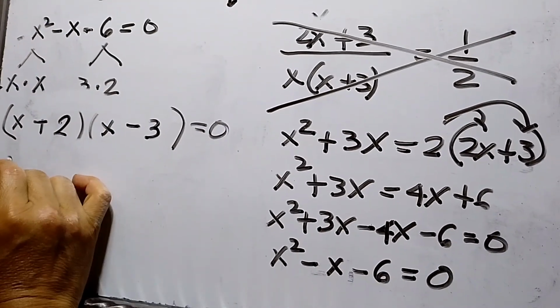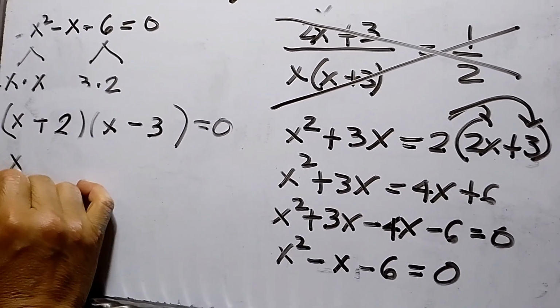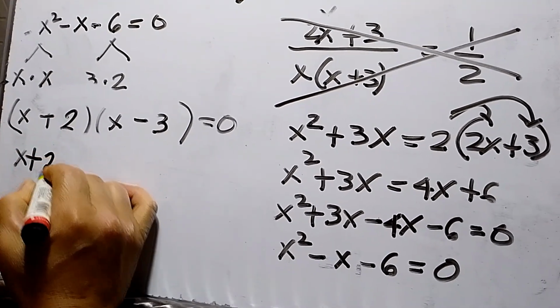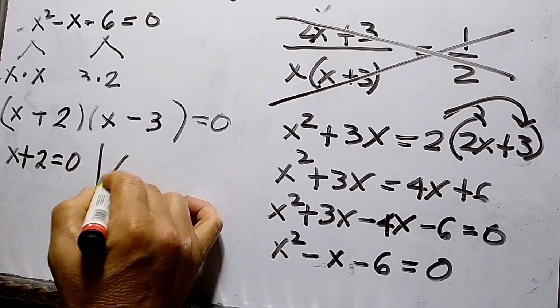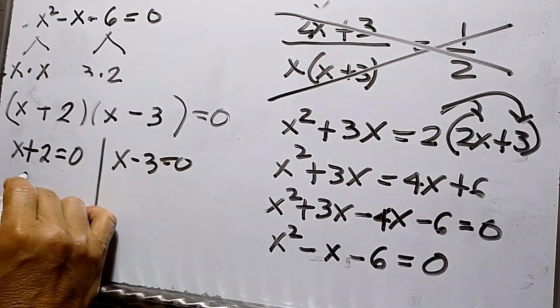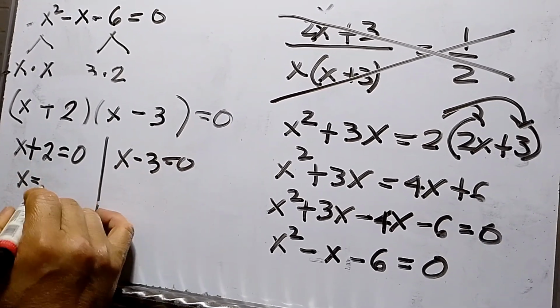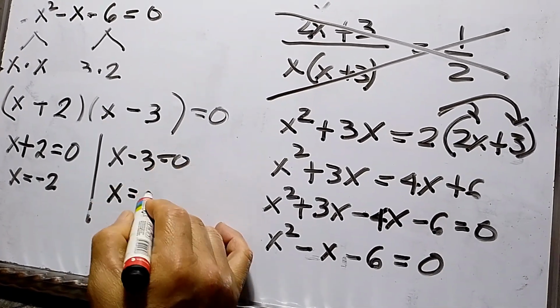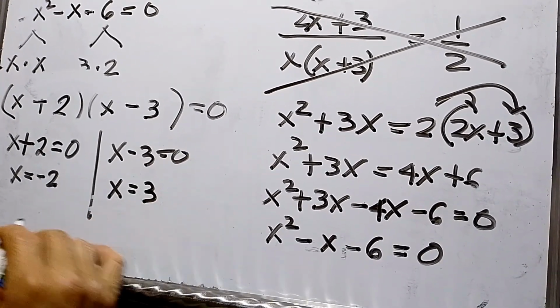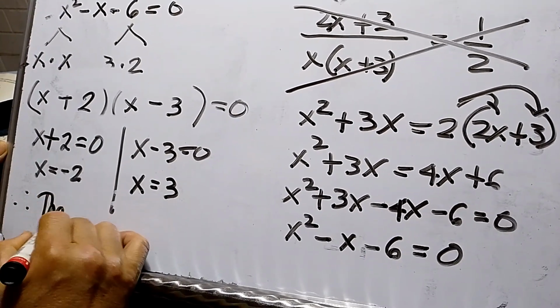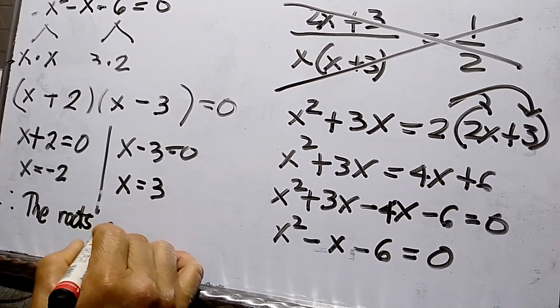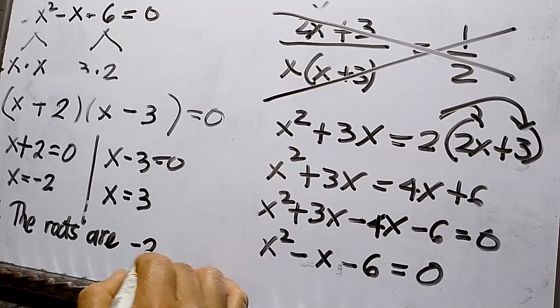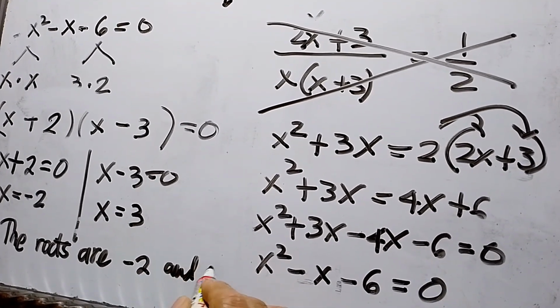Okay, since this is an equation, it should be finding the root. So x plus 2 equals 0. x minus 3 equals 0. So solving for x, transpose 2 to the right. This will be negative 2. x will be negative 3. Transpose to the right. This will be positive 3. So therefore, the roots are negative 2 and positive 3.